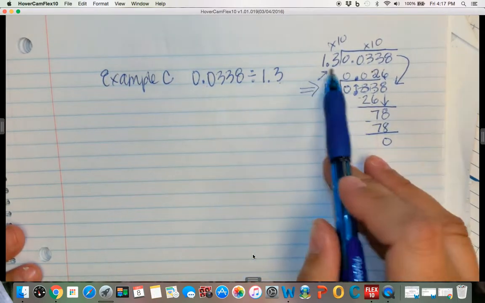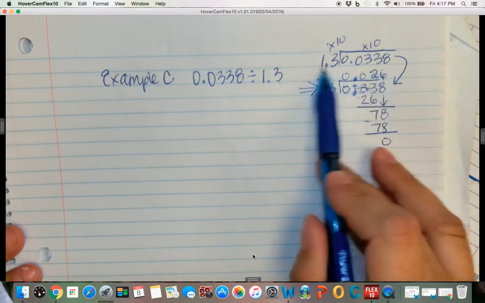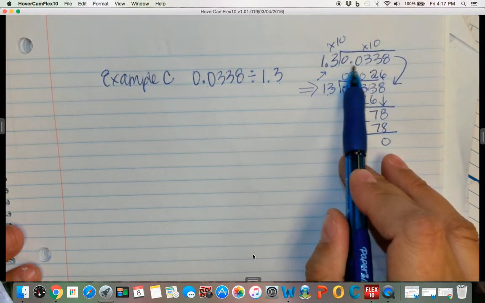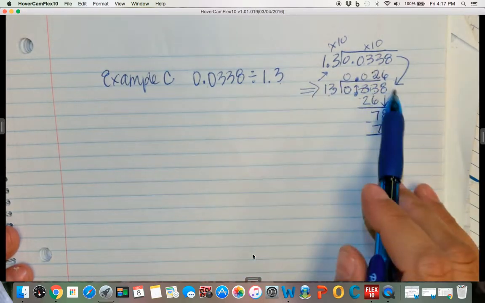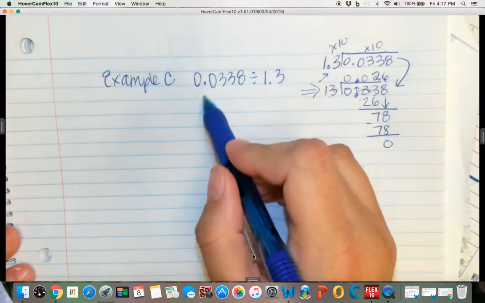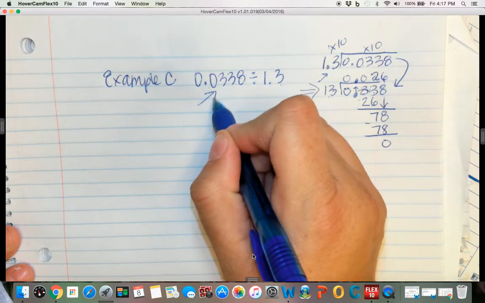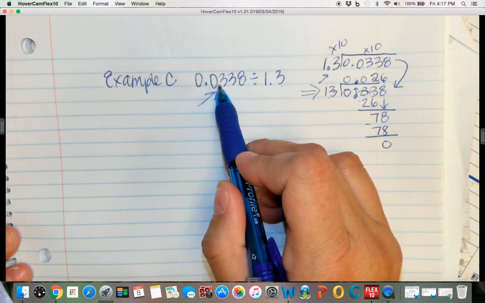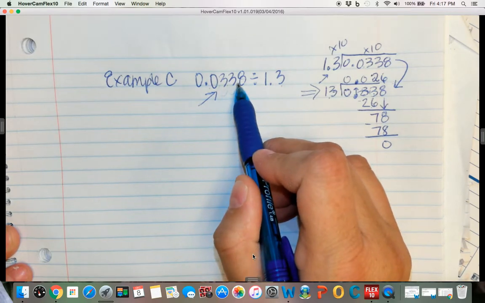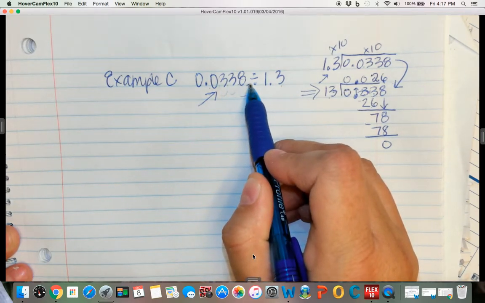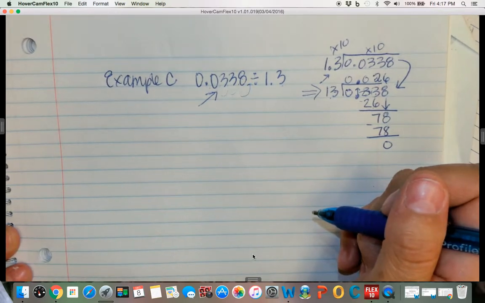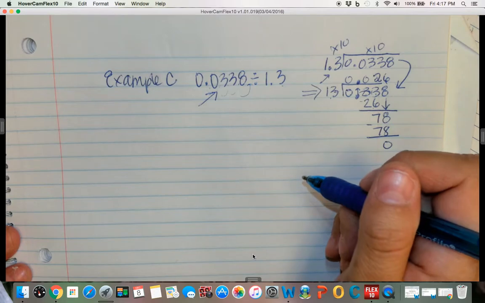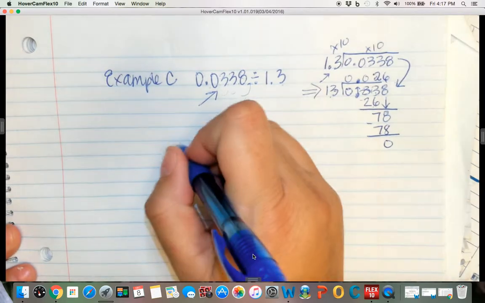If I were to leave this problem like this, I'd also get 0.26 because 1.3 doesn't go into this. Okay, let's try now multiplying it to get this number as a whole number. I have to move my decimal place 1, 2, 3, 4 places, which means I have to multiply it by 10,000 because it's in the 10,000ths place.